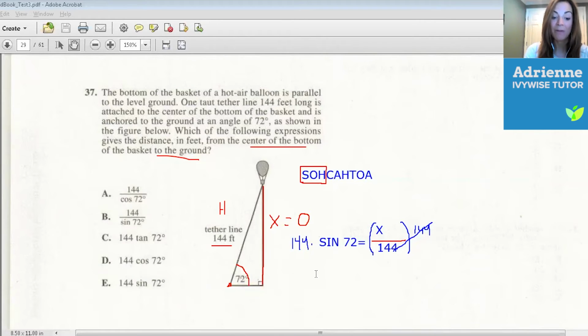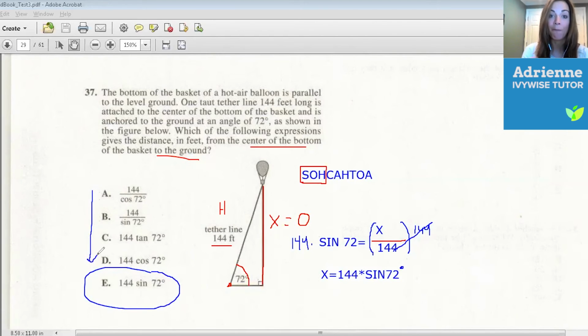And look what we have now. We've actually just solved for X. We have X equals 144 times sine of 72 degrees right here. And that correlates perfectly to answer choice E, which is going to be our final answer. And as you can see here, they have lots of trap answers waiting there for you in case you've mislabeled your sides or in case you're rushing through the problem. So I think this tutorial explains exactly why it's important to make sure you label your sides so that you don't make any careless mistakes on your SAT or your ACT.